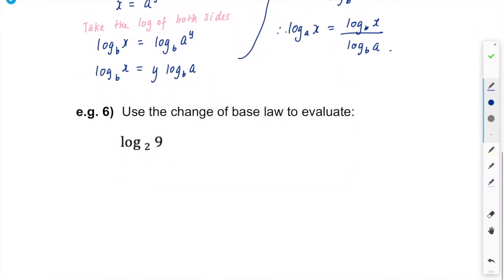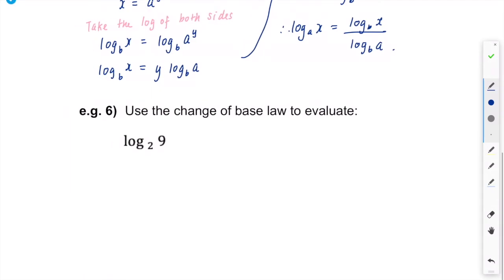So if I'm interested in evaluating log of 9 base 2 using a really old calculator that doesn't allow me to choose my base, then this becomes quite convenient because I have log 9 over log 2 once I do the division. This gives me 3.17 rounded to 3 significant figures.